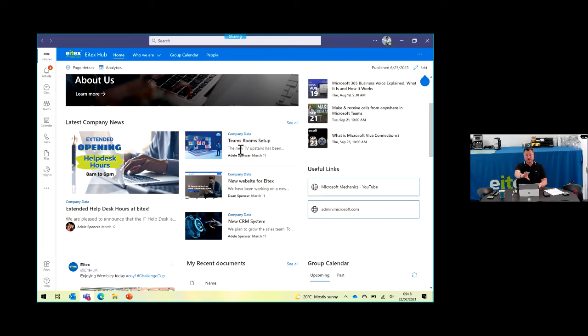So what we do, we publish this as news on the SharePoint site, and that is surfaced in Microsoft Teams. So the moment they open Teams, they can see the things that are happening in iTex. We've got Teams rooms. We've actually built a new website for iTex. We're having our CRM system redeveloped. So that's an instant snapshot of the things that are happening within iTex.